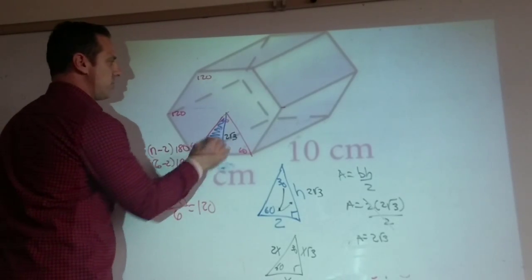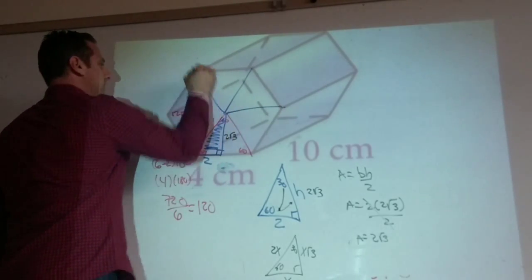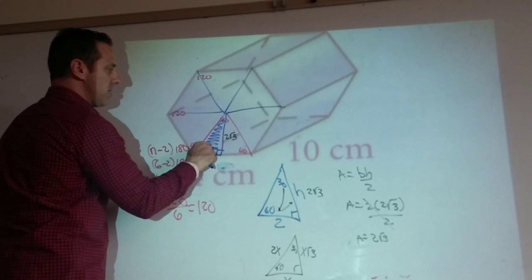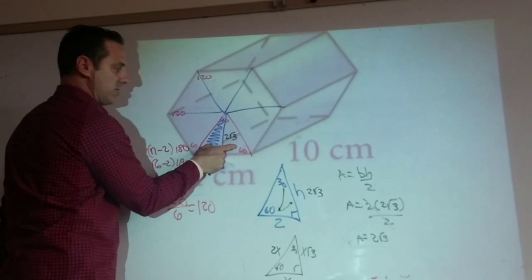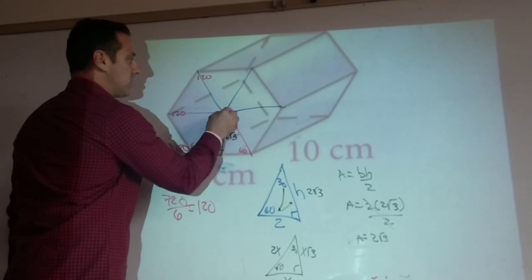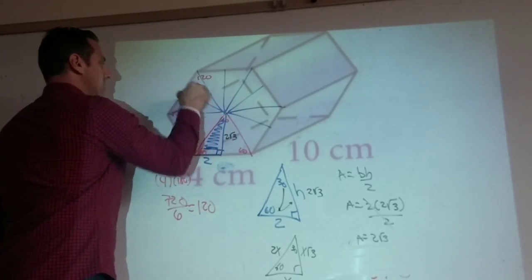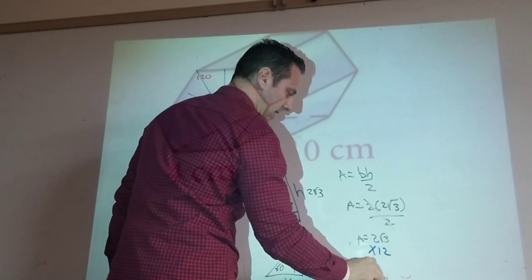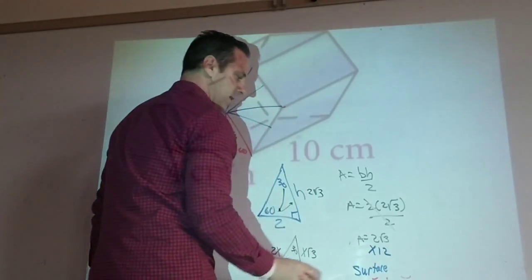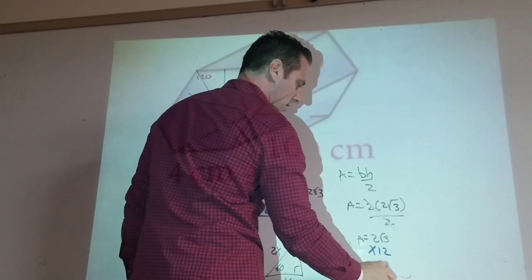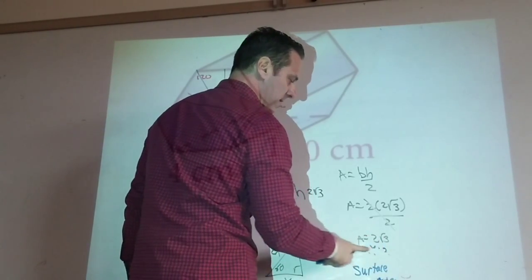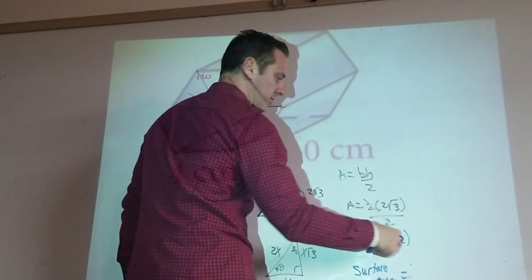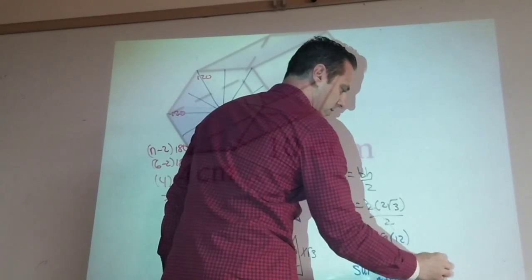How many small triangles do we have? Remember that here we have 6 large triangles: 1, 2, 3, 4, 5, 6. But if we're going to cut these triangles in half, we actually have 12. So we have this number times 12. So the surface area now of the hexagon becomes 12 times 2 square root of 3. Maybe it's better if I write it this way. 12 times 2 is 24 square root of 3.